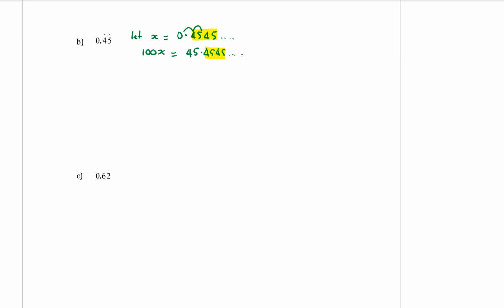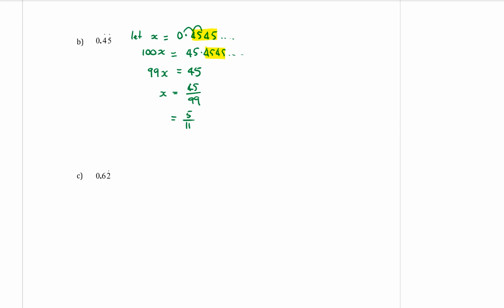I'm subtracting upwards. The bottom one, on the left-hand side, it's 100x minus 1x, which is 99x. 45.4545 minus the 0.4545 is 45. And all I have to do is divide the 99 across. So 45 over 99. Now, does that fraction simplify? 5 over 11. Oh, excellent. 5 over 11 simplifies down.